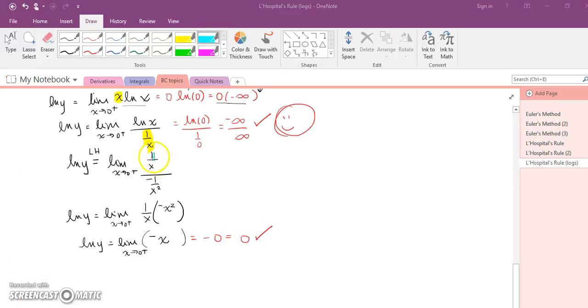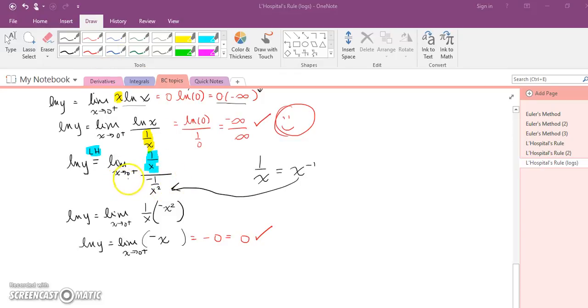Go ahead and check your L'Hopital's rule. Natural log of x, the derivative is 1 over x when I apply L'Hopital. Derivative of 1 over x, remember 1 over x is x to the negative 1. So the derivative of that is negative 1 x to the negative 2, which is really this.